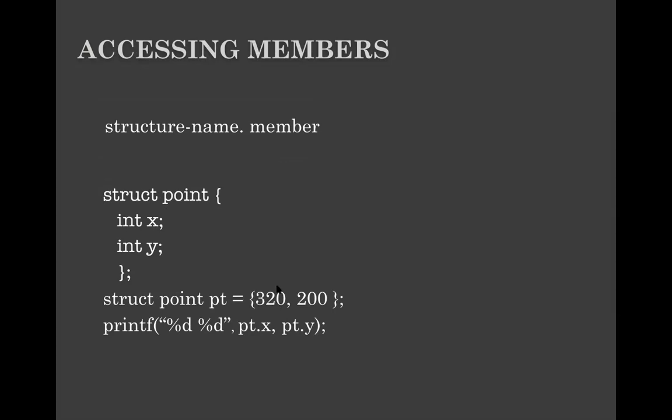So to initialize, this 320 will go for the first member, 200 will go for the second member. So I can say here PT's X is 320. That is PT dot X is equal to 320. PT dot Y equal to 200. So I can print these values. I'm going to print two integer values. So how do I access them? Using the dot operator. PT dot X comma PT dot Y.